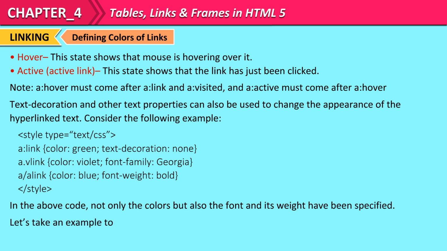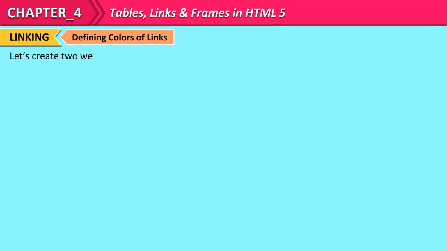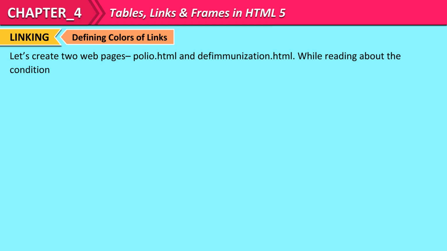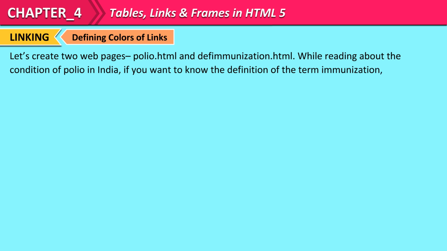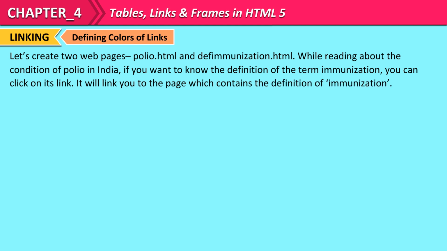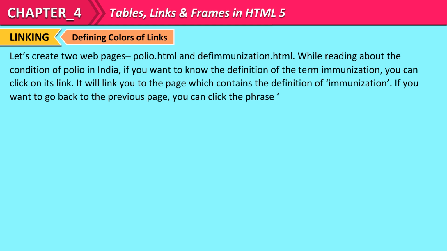Let us take an example to understand how to create and add links. Let's create 2 web pages, polio.html and defimmunization.html. While reading about the condition of polio in India, if you want to know the definition of the term immunization, you can click on its link. It will link you to the page which contains the definition of immunization. If you want to go back to the previous page, you can click the phrase, "Click to visit previous page."